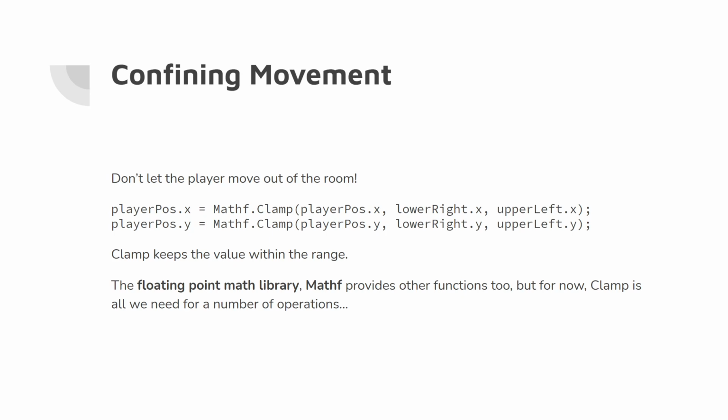It says, exceed a value, you get the maximum. So we can say player X has to be in this range. In order to do that, we pass the value that came in, and we pass in the boundaries, and it gives us either the player's position or the upper or lower boundary, depending on if it exceeded or was lower than that. Right. Clamp keeps the value within range. This is provided as part of mathf, our floating point math library. There are other functions too, but clamp is what we need for now. All right.